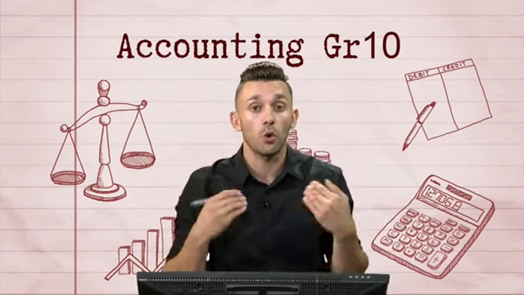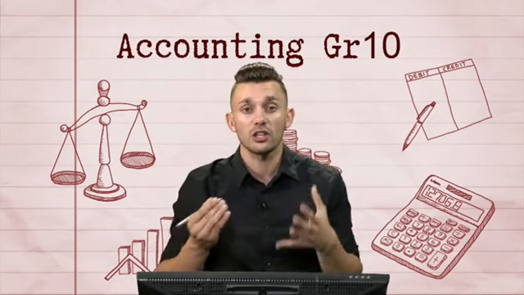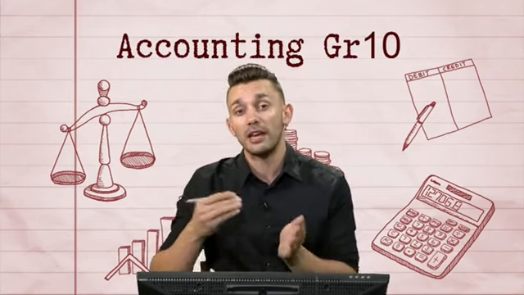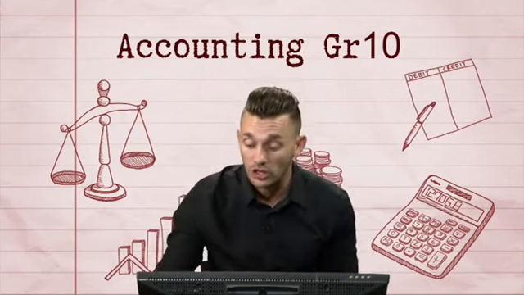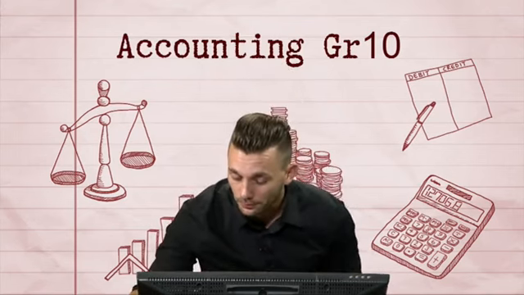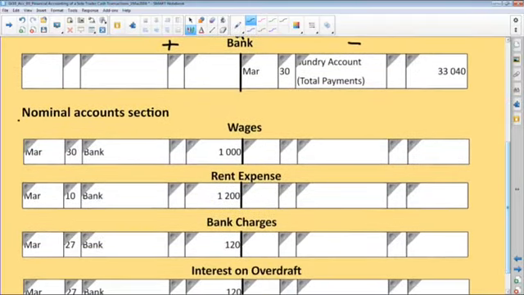Now remember, all your assets will fall under the balance sheet section. So all your balance sheet sections, these are things that we will end the year off with, and we will continue next year with the amount we closed off at the end of the previous year. But let's continue. Now we have the nominal entries. So nominal meaning mostly your income and your expenses.